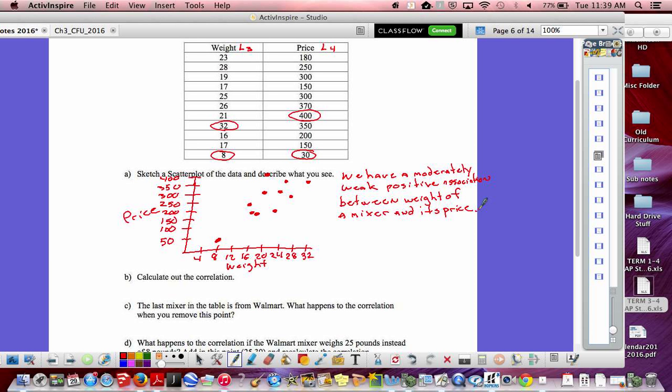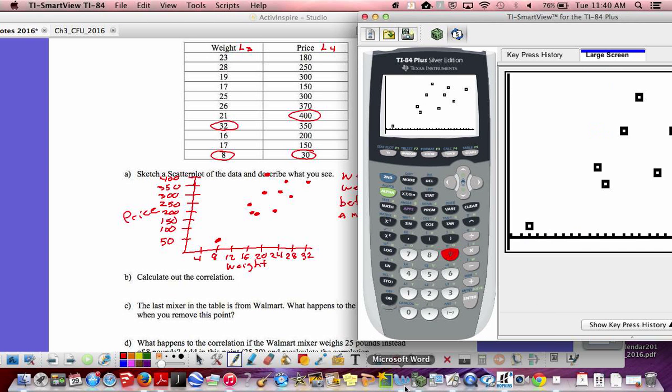Go ahead. So then, why are you saying it's moderately weak when you don't know? I'm just basing it solely off the picture right now. Why would you do that? Exactly. Why would I? Because sometimes it's misleading. Okay? It's probably not a good idea, is it? No. Okay? That's why I'm doing it, to show you what happens when we calculate out R.